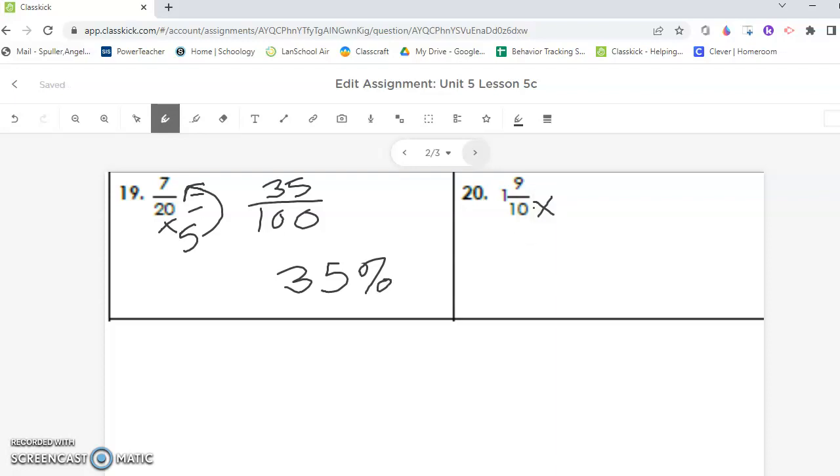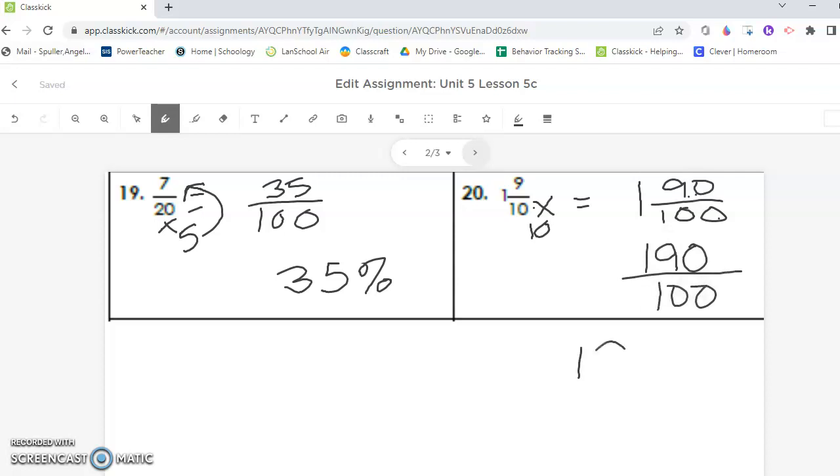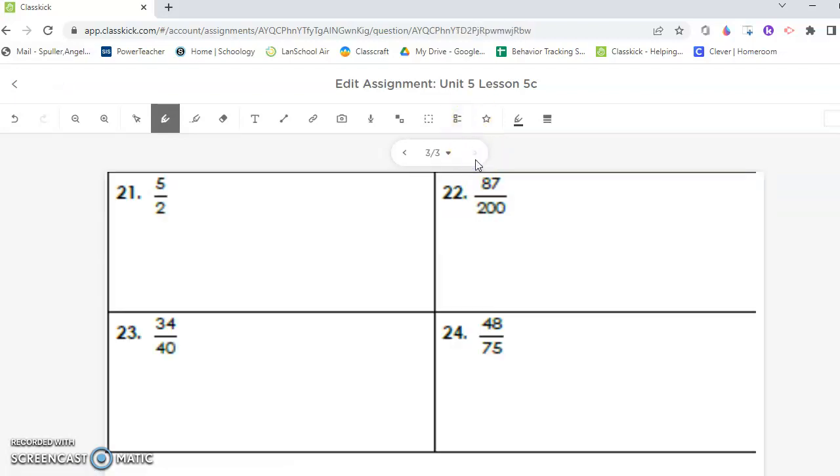Okay, watch me. I do this times 10. This is going to get me 1, and it's 100. 90 over 100. Well, I've got to make it an improper fraction. So 100 times 1 is 100, plus 1, plus the 90 is 190 over 100. So this is 190%. All right, go ahead and try these here, and then come back and see what you get when you get to that.